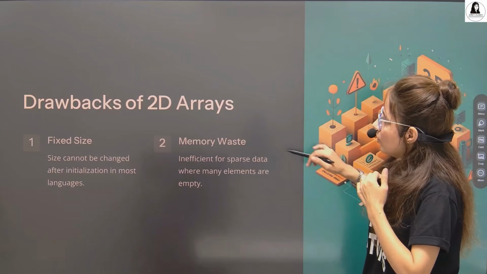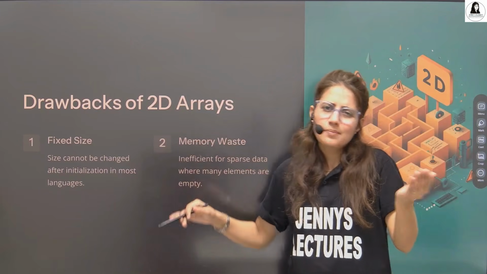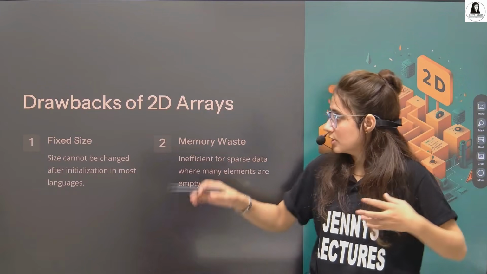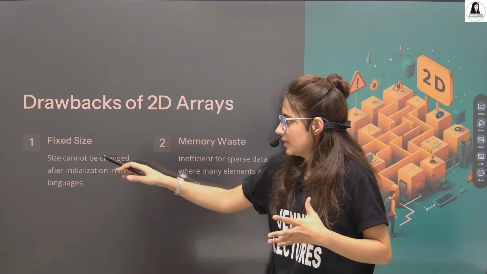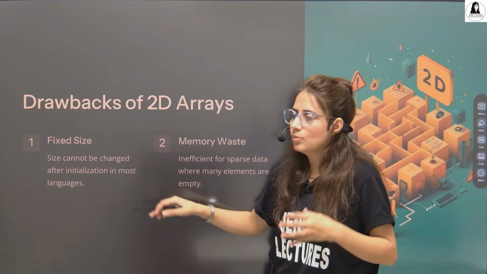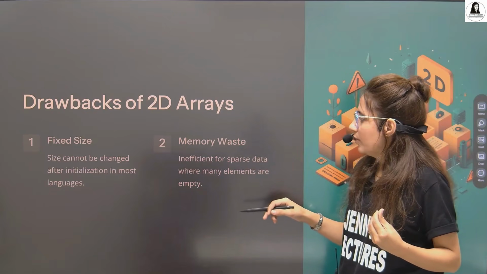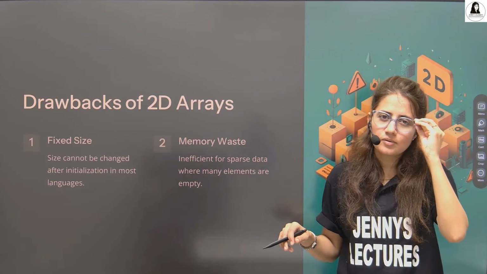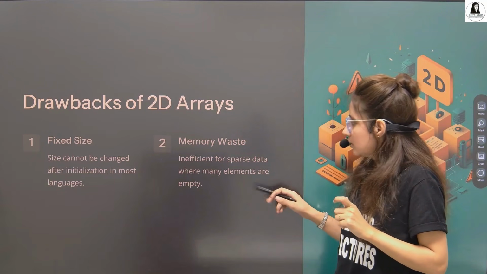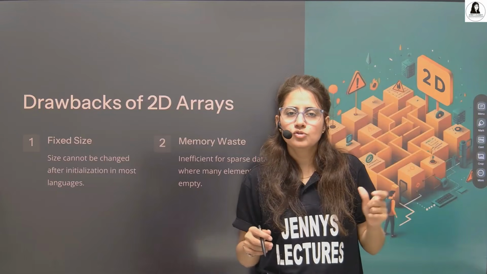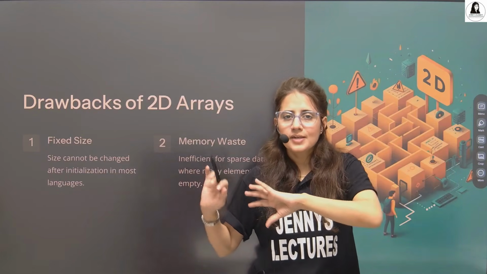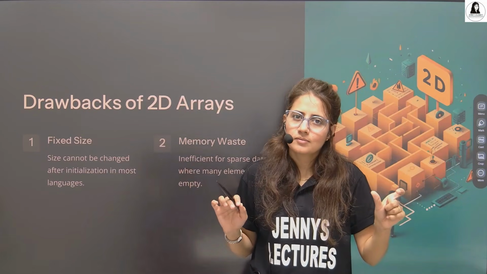Okay. Now, drawbacks: fixed size. Same as a 1D array, the size is fixed. So in this case also the size is fixed. Size cannot be changed after initialization in most languages. Memory based: when there are sparse matrices, where you want to store less data, most of the elements would be empty. So in that case, it's not a good idea. But yeah, in that case, we can use a jagged array.